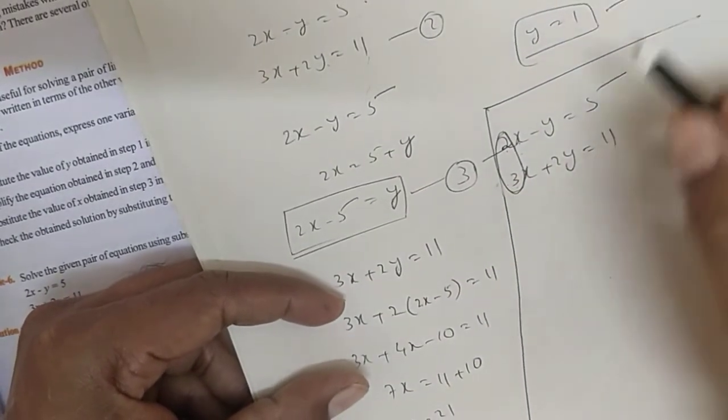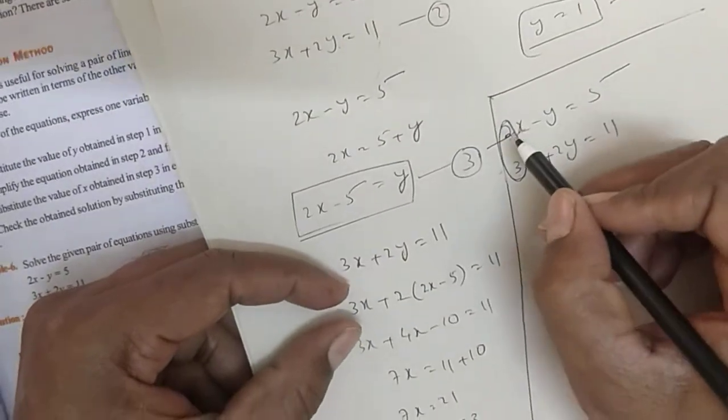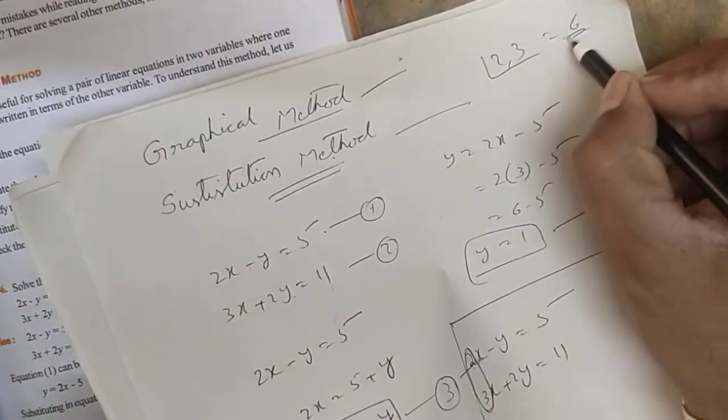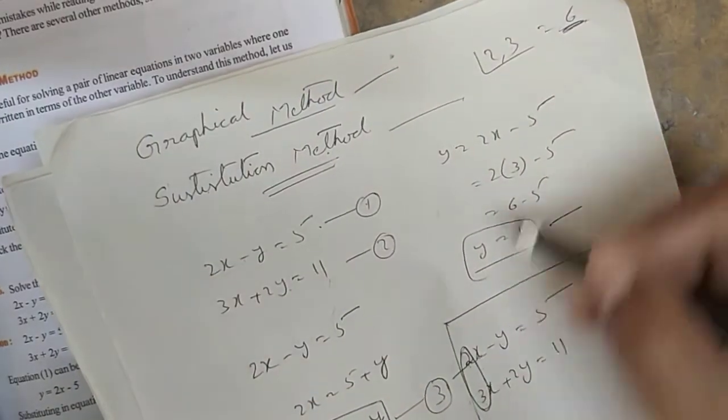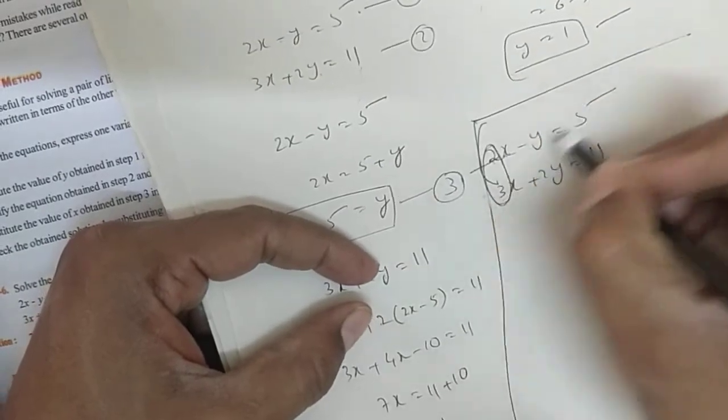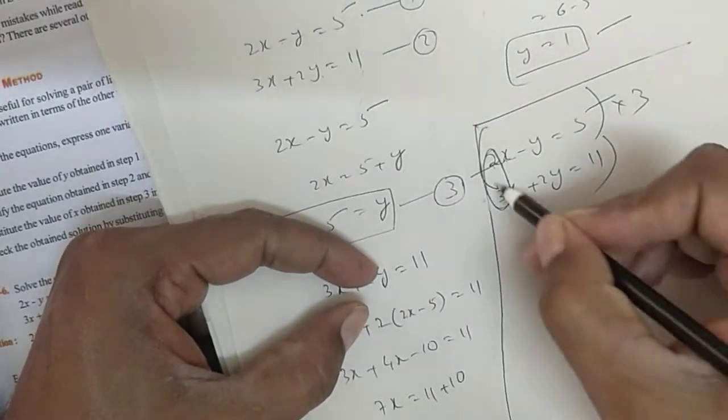For 2 and 3, the LCM is what here? 6. Very good. So the x coefficient here, 2, is there. I want to make it 6. So 2 becomes 6 when you multiply it by 3. So the first equation, I am multiplying with 3.